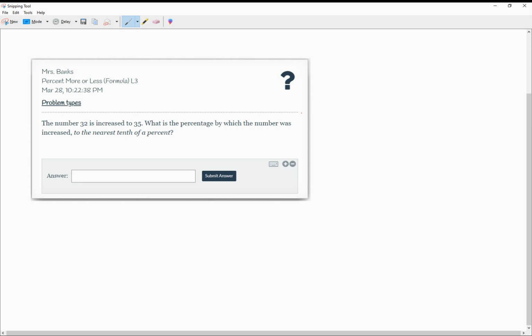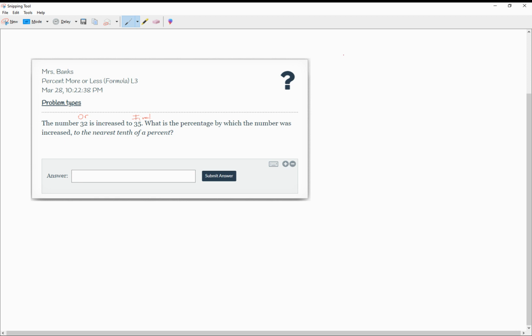All right, so this is another one that is a similar type of problem. You have a number 32, and it is increased to 35. What is the percentage by which the number was increased, rounded to the nearest tenth? So this is your original number, 32, and this is the final number, right?